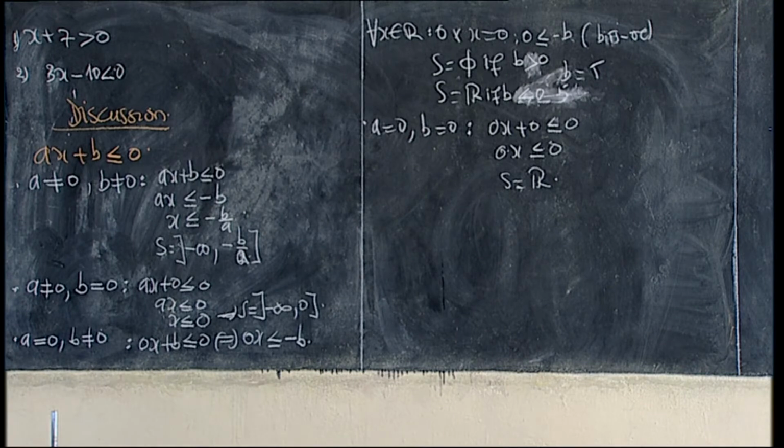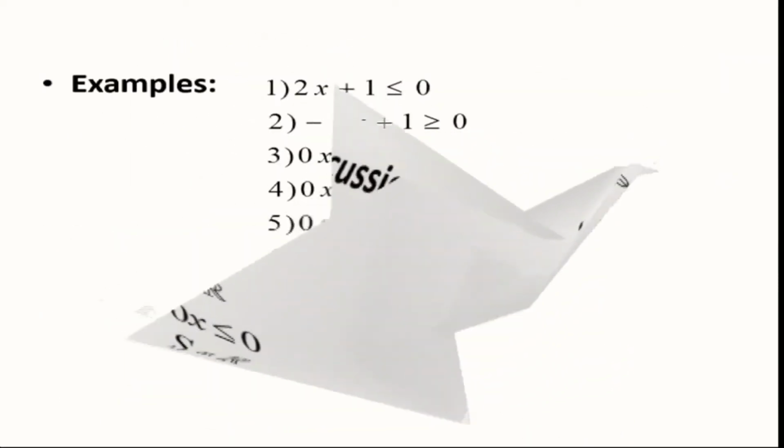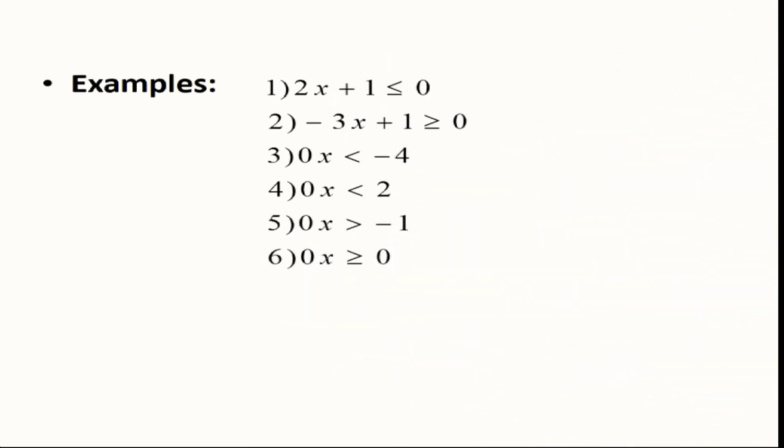So you can discuss different linear inequalities according to the sign of the inequality you have. If it is greater than or equal to, or less than or equal to, it depends on the situation. So you may have different examples, such as 2x plus 1 less than 0. Solving that inequality is simple, isn't it? You have minus 3x plus 1 greater than or equal to 0. Those are inequalities of first degree.